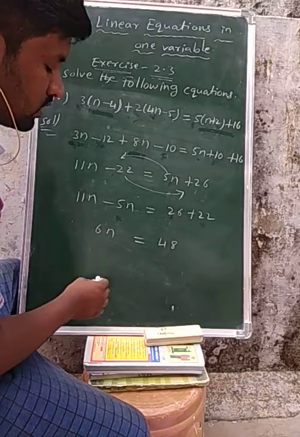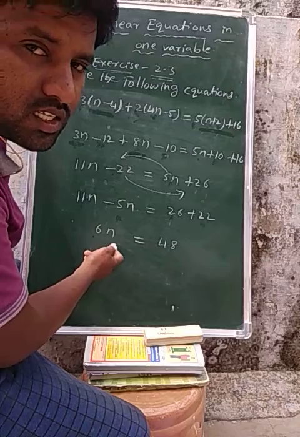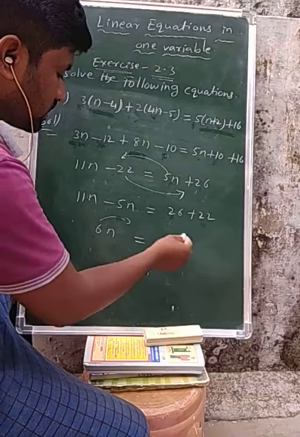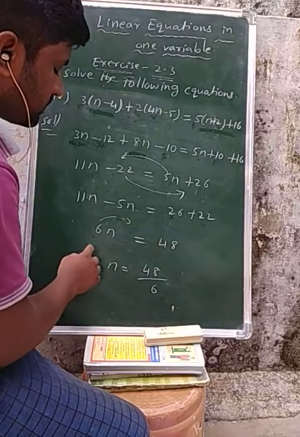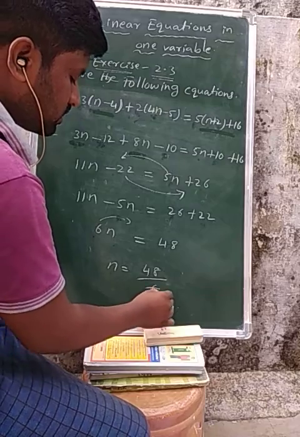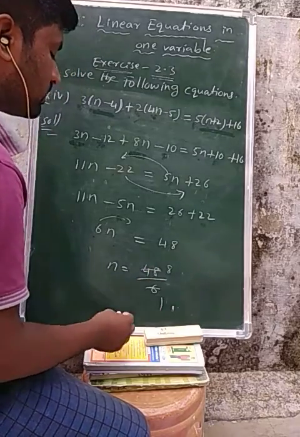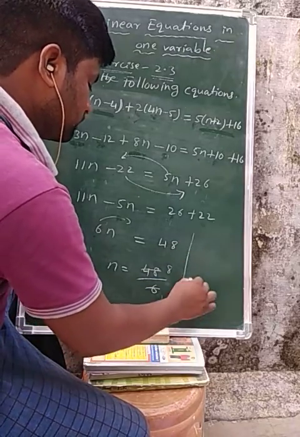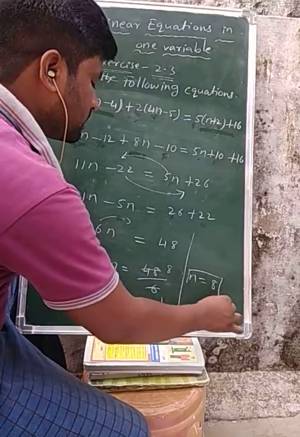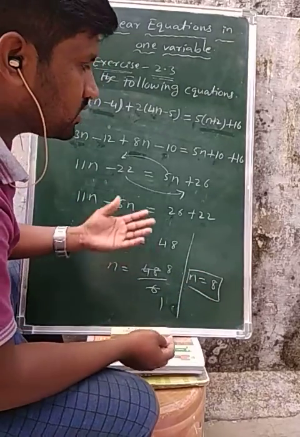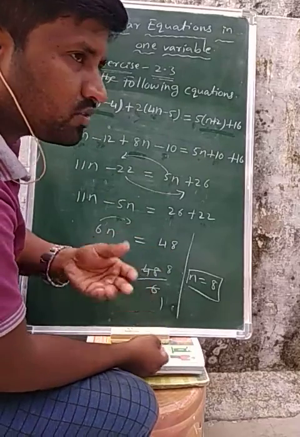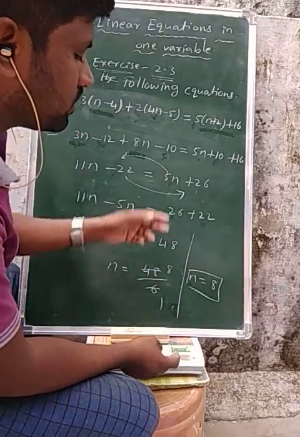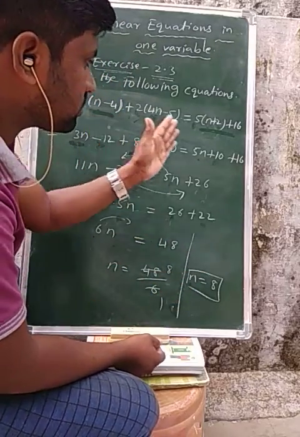Now 6n means the product of 6 and n. Then n is equal to, if we transpose 6 to the RHS side, it becomes division. So n is equal to 48 by 6, 6 8s are 48. Therefore n is equal to 8. So like this we can solve these equations. If you want to verify, just substitute the value of n in place of n. Then you will get LHS equal to RHS.